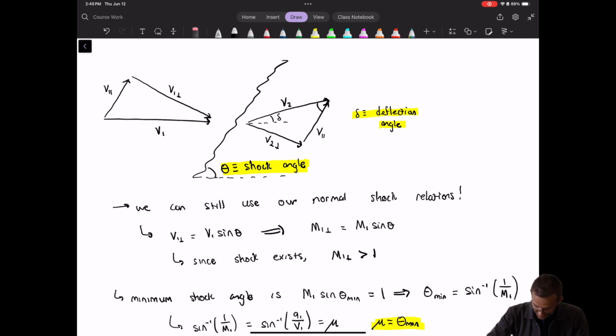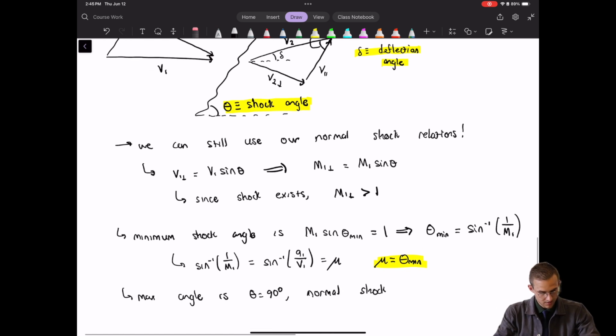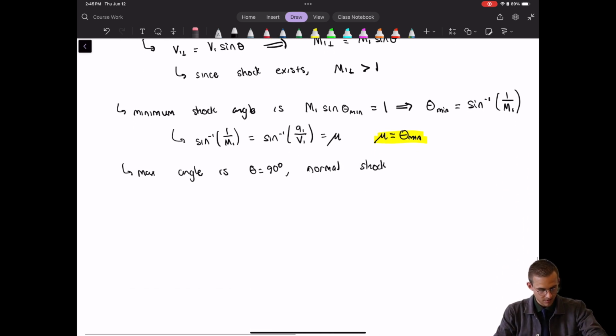And I do encourage you to pause for a second and look at this diagram and try to just reason about what that angle is. But just for simplicity, it's theta minus delta. Okay? So you'll find it useful to know what that angle is downstream of the shock.